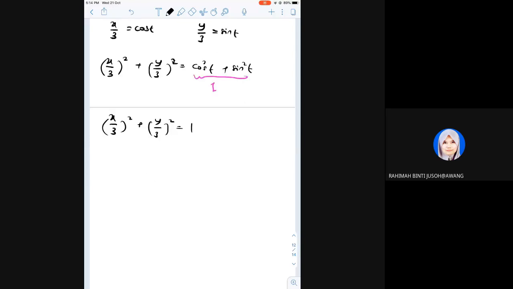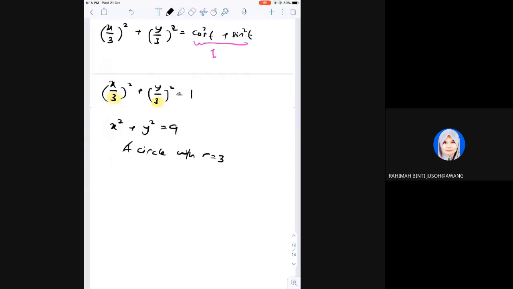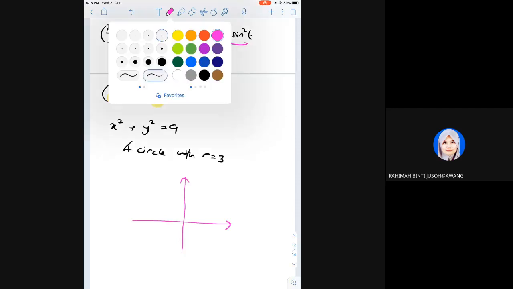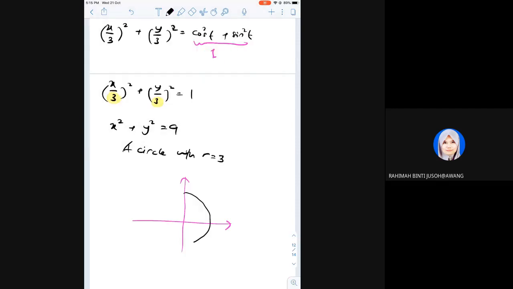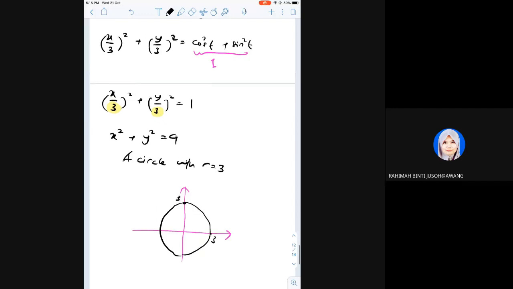So now, you boleh maintain macam ni, ataupun kalau you buat naik atas, dia jadi x kuasa 2 tambah y kuasa 2 sama dengan 9 lah. So this is a circle with radius equals to 3. Kenapa dia circle? Sebab bawah ni sama guys. Kalau bawah tu lain, dia jadi ellipse. Okay? So now we will get a circle. So sini 3, 3. Okay, now orientation.